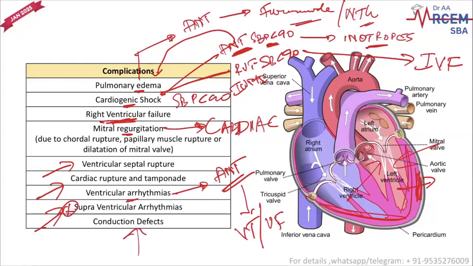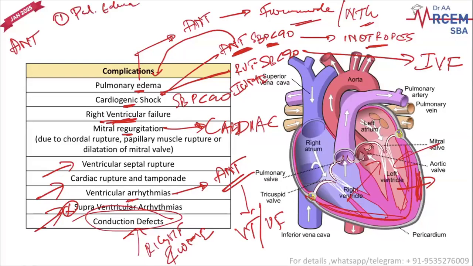Conduction defects. Conduction defects means the SA node should be involved. The SA node is involved if the myocardial infarction is on the right side of the heart, because the SA node is present in the right atrium. If the right side of the heart is involved, which is commonly seen in inferior wall myocardial infarction, conduction defects are seen. So in anterior wall myocardial infarction, pulmonary edema and arrhythmias are very common. One is pulmonary edema, that is accumulation of fluid in the lungs. The next thing is the arrhythmias. The arrhythmias which are commonly seen are VT and VF.